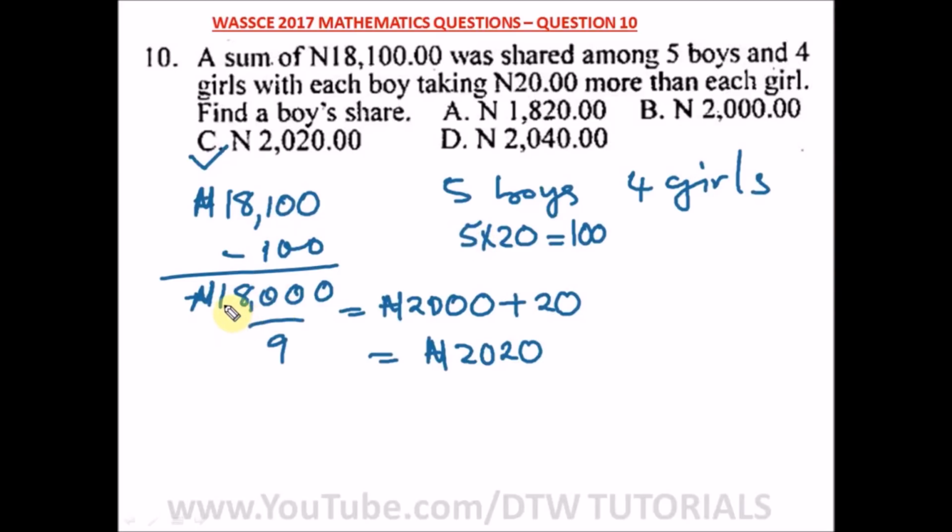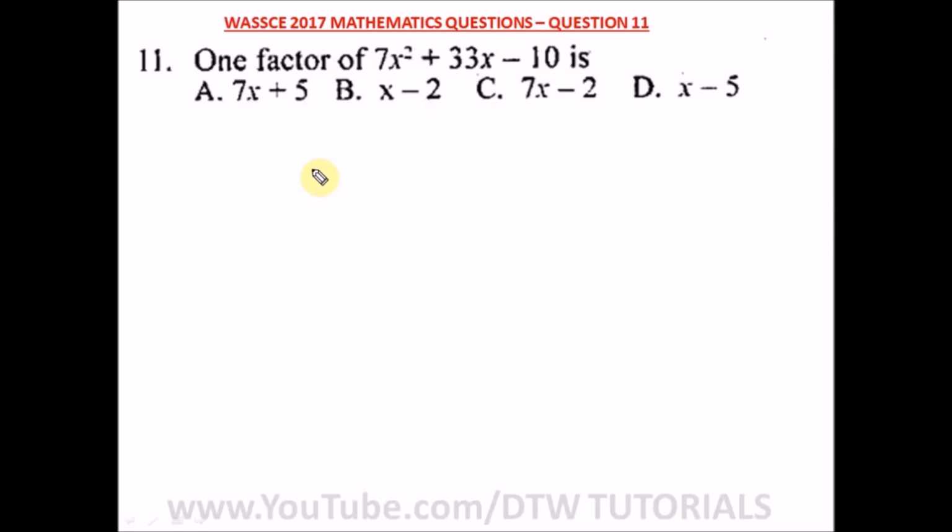So when you subtract that, you get 18,000. So 18,000 divided by the total number of boys and girls, which is 9. So each took originally 2,000 naira each, but now after the clause that there was a but, the boys took 20 more than each girl. So the share of a boy will be 2,000 plus 20, which is 2,020 naira.